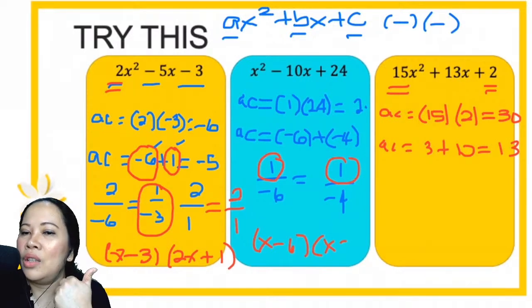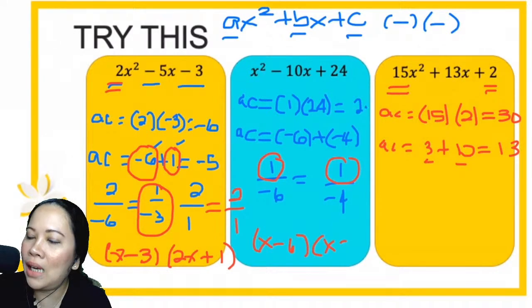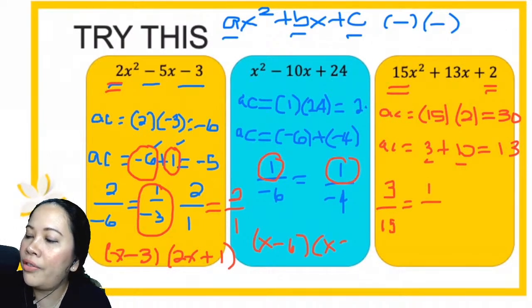You're almost correct, Midnight. Something is missing, but it's almost correct. So 3 plus 10 is 13, which is the middle term. That means the correct factors are 3 and 10. The last step is that the factors 3 and 10 will be divided by the first term. So 3 divided by 15 is 1/5, and 10 divided by 15 is 2/3.